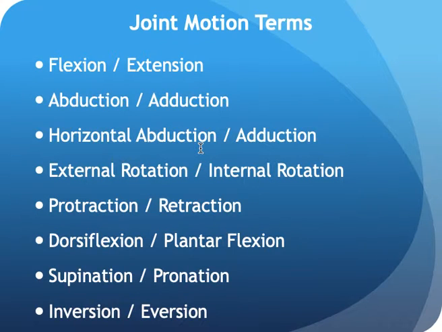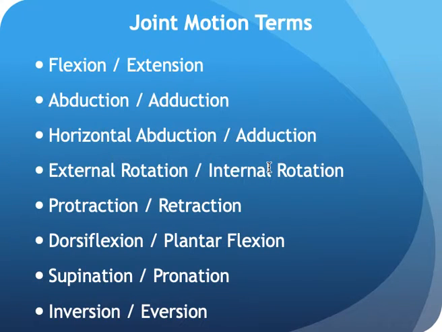So here's a list of all the other joint motion terms, and a lot of these we've covered, and then we're going to look at specific joints and some specific things that give people trouble sometimes. So we have flexion, extension, which is again, am I increasing or decreasing the angle between the two bones? We have abduction, adduction, which again, am I moving towards or away from midline? Horizontal abduction, we're going to talk about in a second because that is the one that gives people a little bit of trouble.